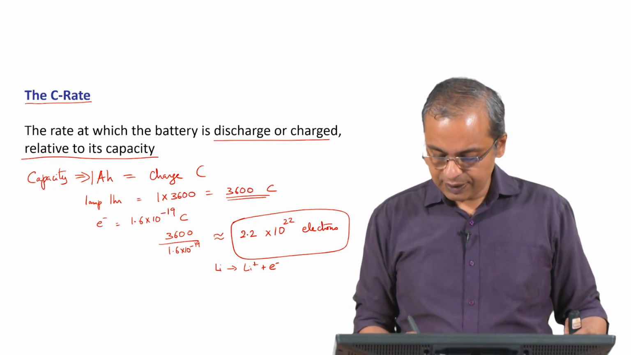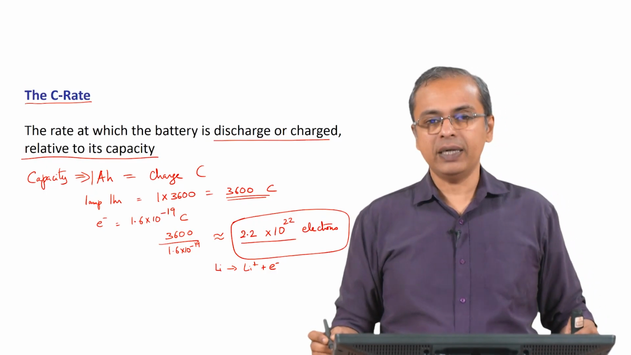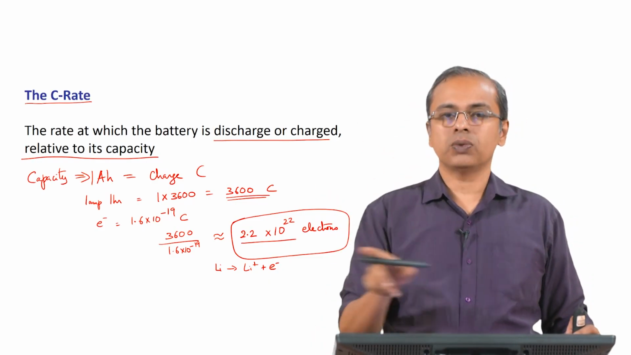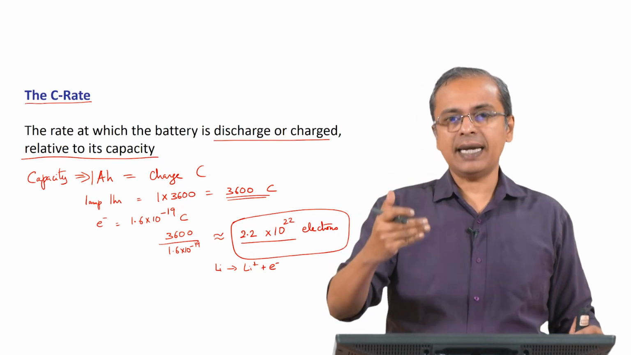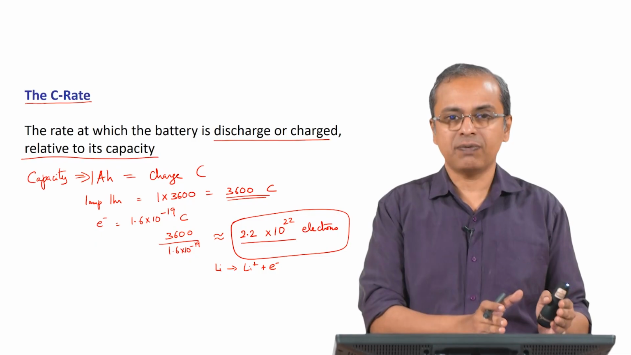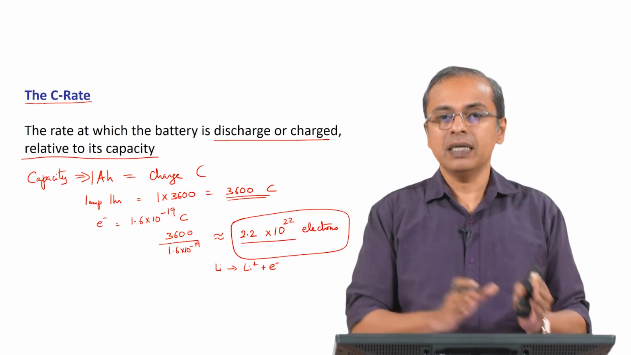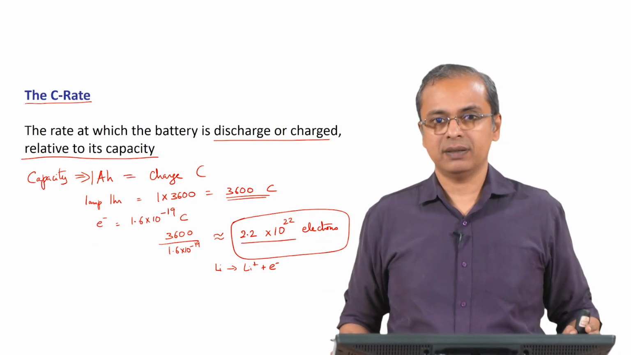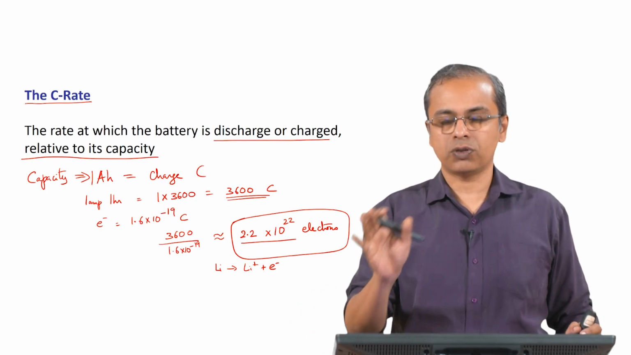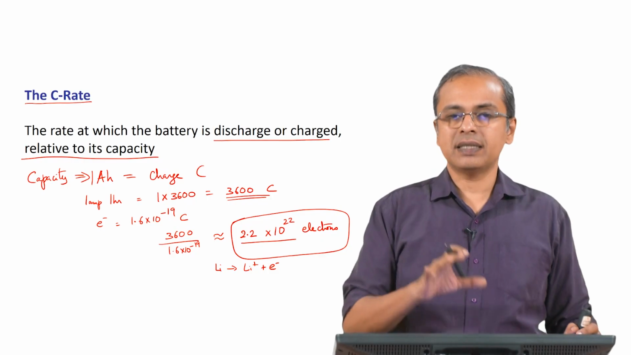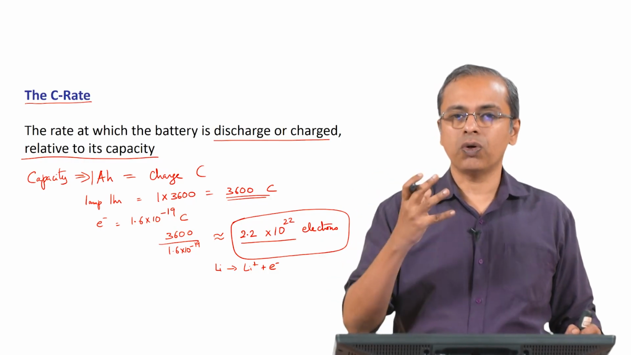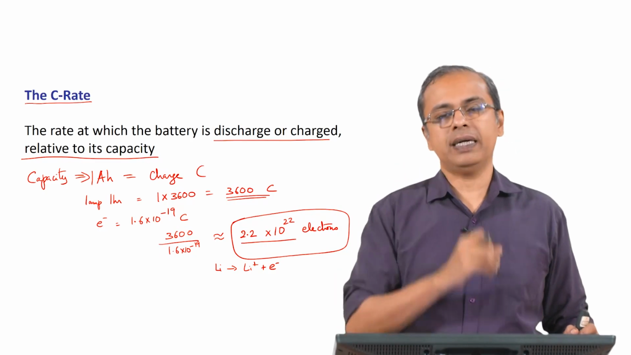So if you have 2.2 into 10 power 22 electrons going in the external circuit, the same number of lithium ions is going through the electrolyte, and therefore this is a direct measure of the amount of lithium available in the system. If the battery is 1 ampere hour, this is all the lithium available in the battery. At this point you have consumed all the lithium available in the anode and the battery will stop functioning. So the capacity is a direct measure of the amount of chemicals present in the battery and tells you how long the battery will operate under the same operating condition.